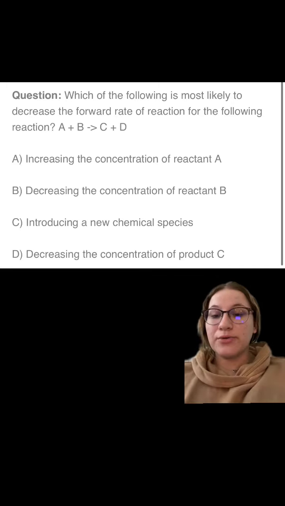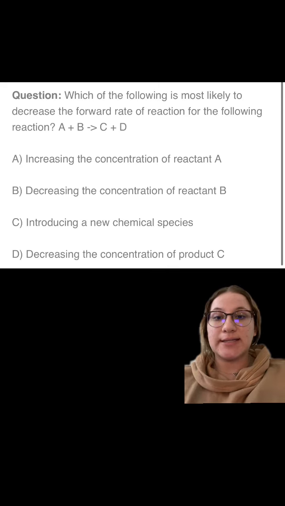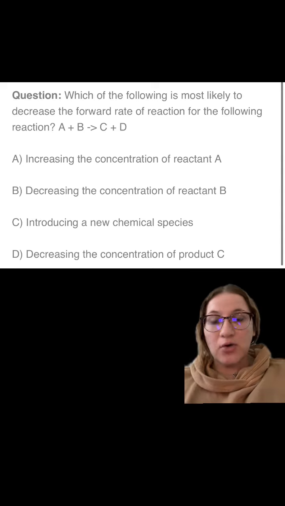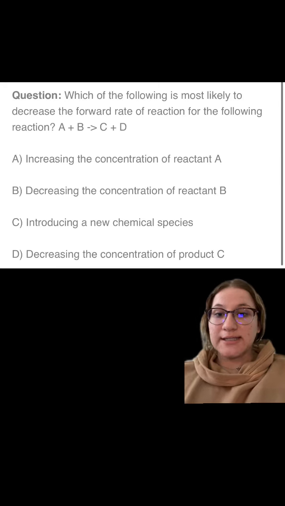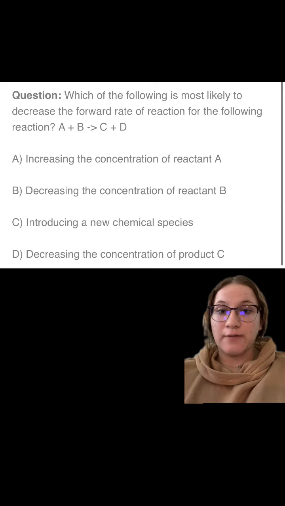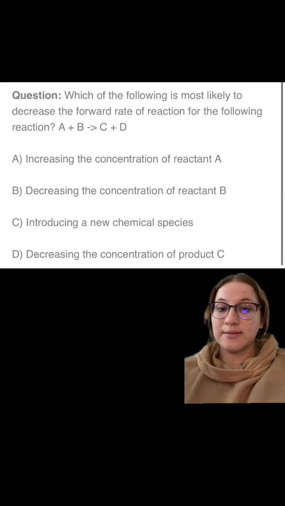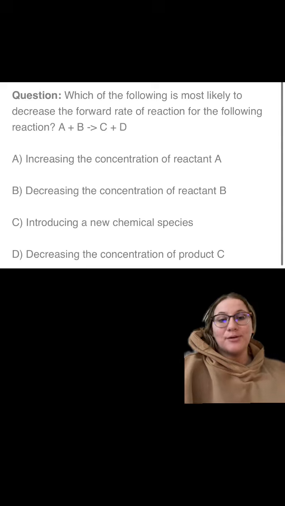But we're still going to go through the other two choices, and C is saying introducing a new chemical species. We don't know what the chemical is. We have no idea if it's going to affect the reaction, and if it does affect the reaction, what it's even going to do. So C is incorrect. And then D is saying decrease the concentration of product C, and if we decrease those products, we're going to see an increase of the forward rate. So D is also incorrect. So hopefully you were able to apply Le Chatelier's principle to today's problem.